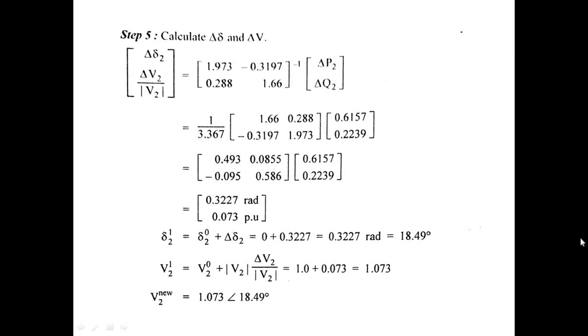0.073 per unit. Then delta2 new is equal to delta2 old plus change in delta2, that is equal to 0 plus 0.3227, equal to 0.3227 radian, which is equal to 18.49 degree. Then V2 new is equal to V2 old plus change in modulus of V2, equal to del V2, so modulus of V2 is equal to 1.0 plus 0.073, that is equal to 1.073. Then V2 new is equal to 1.073 angle 18.49.